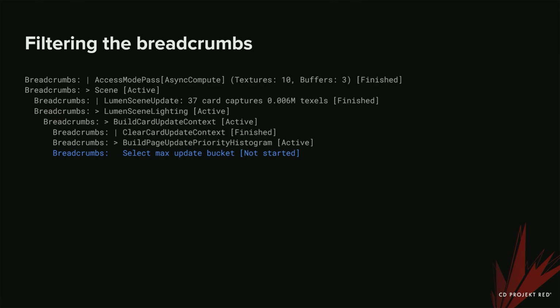But we can't yet use it for hashing. As you can see, there is still user-specified data in the log. The numbers of textures and buffers for the access mode paths, and for the Lumen scene update, we get the number of card captures and the megabytes of texels that are used. If we were to hash this, obviously we would end up with a bunch of different tickets, because likely this user data would be different for every crash.